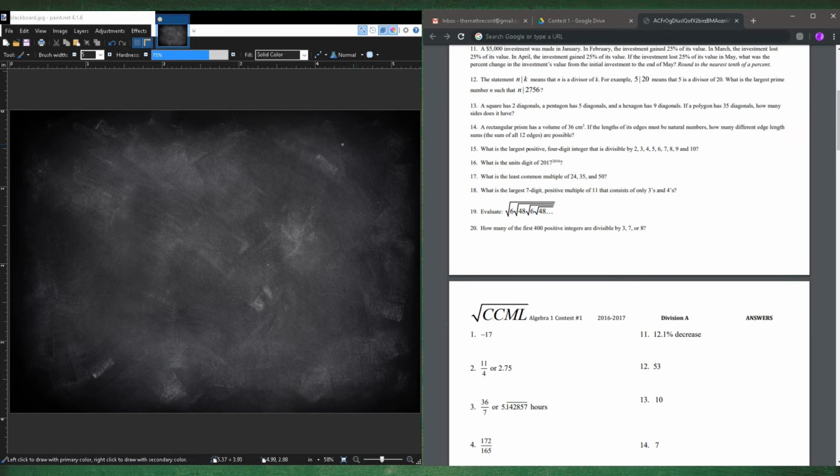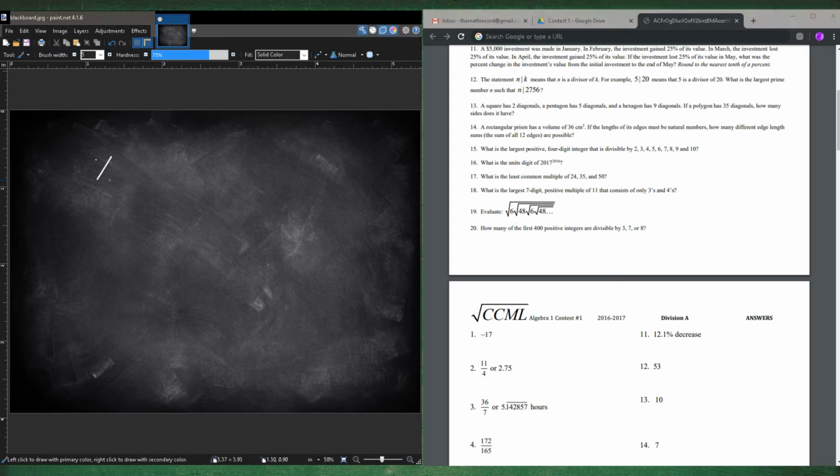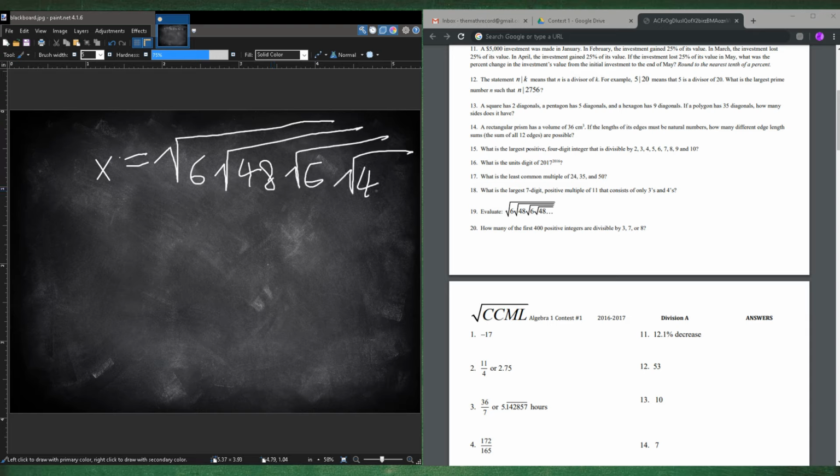Question 19. Evaluate square root 6, square root 48, square root 6, square root 48, repeating. Let's say x is equal to that number. So square root 6 times square root 48 times square root 6 times square root 48, etc., right? This is what I call a repeating radical. So what you do is substitute x back into the expression somehow. You have a 6 and a 48, and those are the ones that are repeating. You already have a square root 6, so you can put x right here, because that's the same thing. If you substitute this value back in, it's just repeating more. So you already have the square root, so square it.